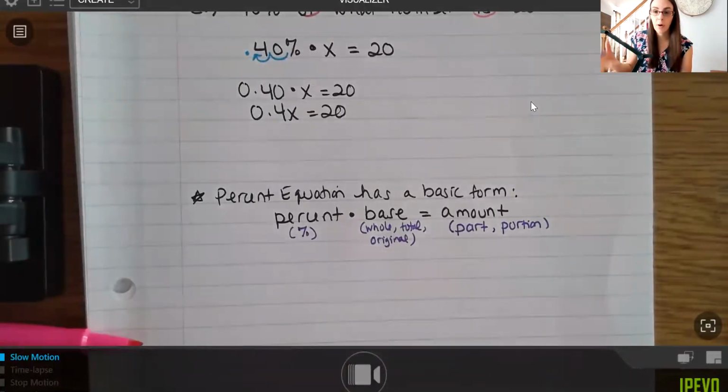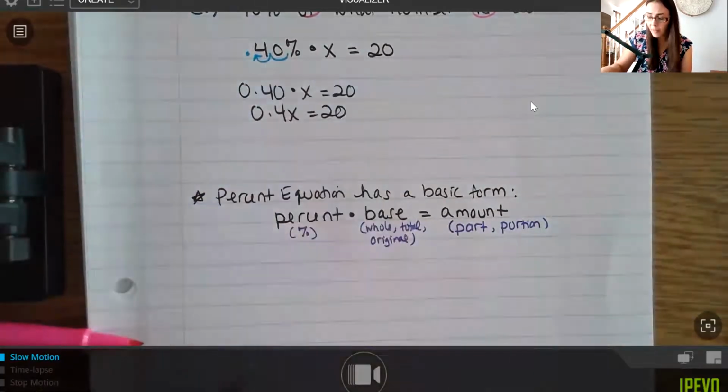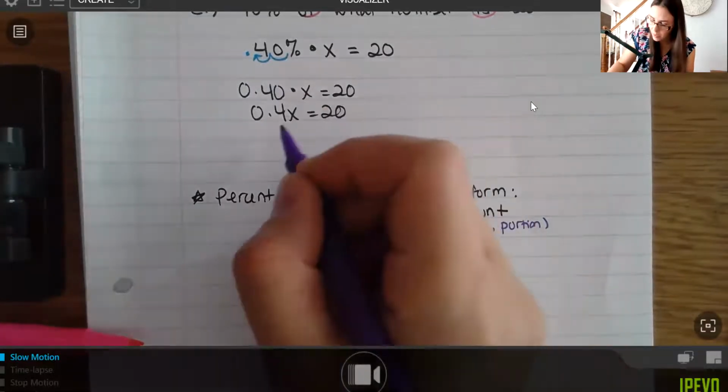So there are 3 main parts. Now they don't always have to be in this order. So in the example above, they are perfectly in this order, right? So here's that percent.